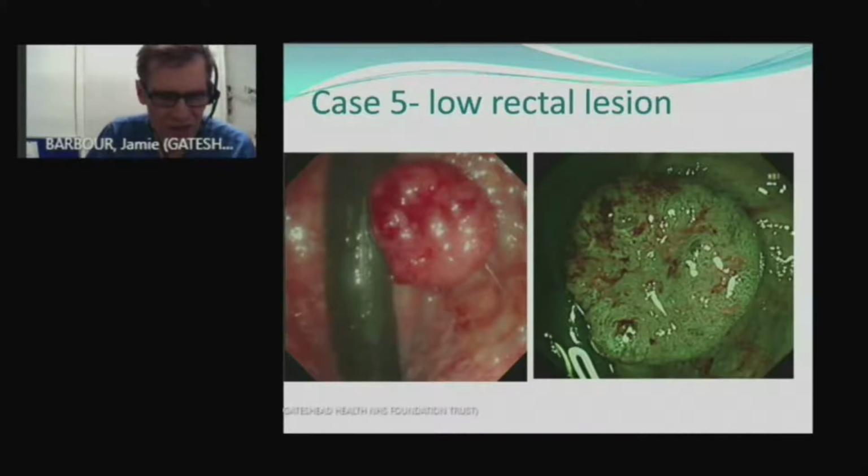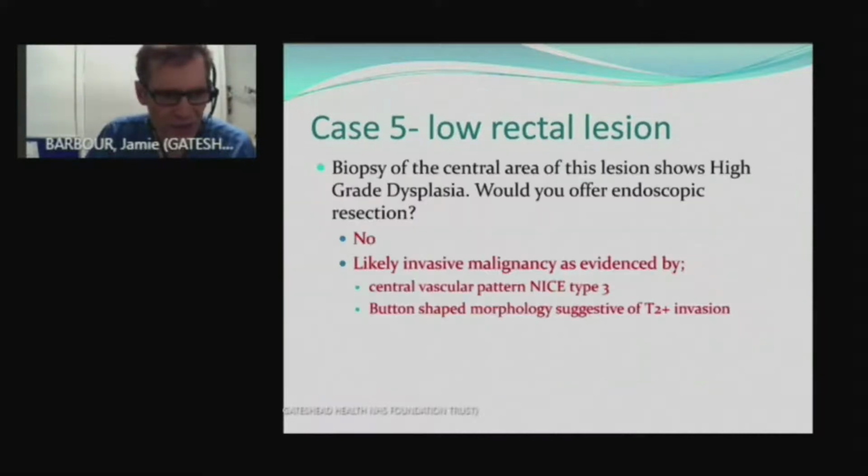You can see some dots in there. You can see some enlarged vessels. That's the dark browny black kind of things. Some black blobs. You've certainly lost that pit pattern that you got on the edge in the center. It's irregular. Plus the morphology is very concerning, and the answer is no, you wouldn't offer endoscopic resection because of likely invasive malignancy, and it's going to be T2 or more by the nature of the button type morphology, and it did turn out to be a T3 cancer.